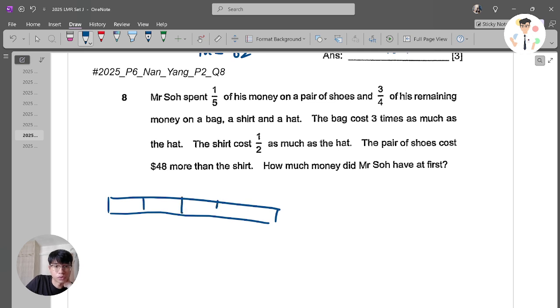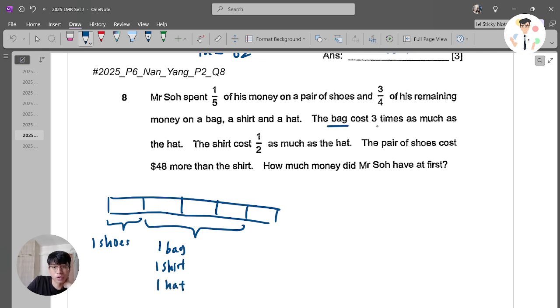1, 2, 3, 4. So 1, 2, 3, 4, 5. Okay. 1 out of 5 of his money on a pair of shoes. So this part I know is on 1 shoes. 3 out of 4 of the remaining, so 1, 2, 3, 4. These 3 remaining is on 1 bag, 1 shirt, and 1 hat.